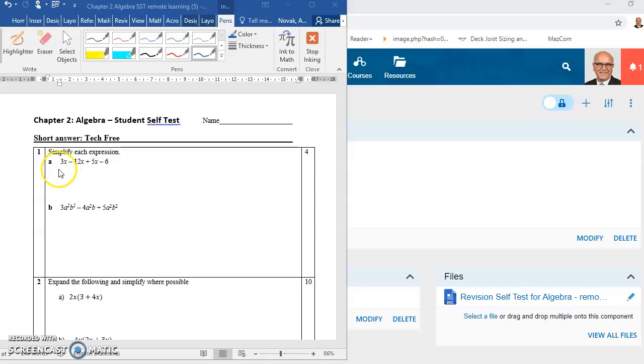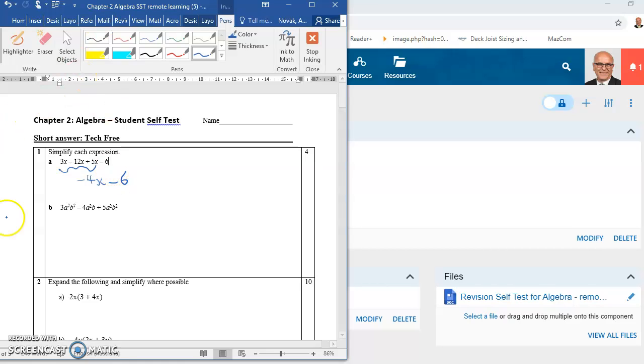That's where we add all the like terms, in this case, all the x terms. So manually or tech-free, you would have gone 3x take away 12. I've got more negatives than positive. That's minus 9x. And minus 9x plus 5x is minus 4x minus 6. And there's your answer.